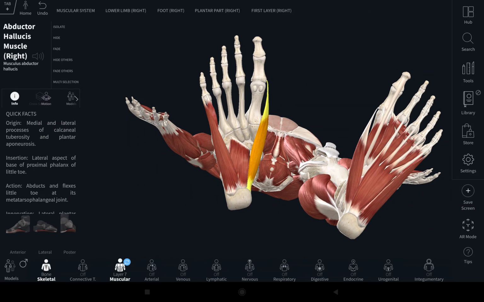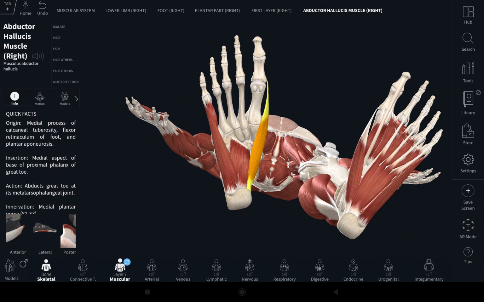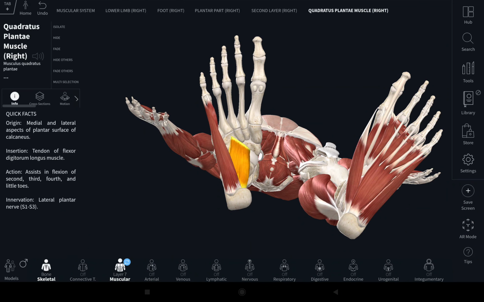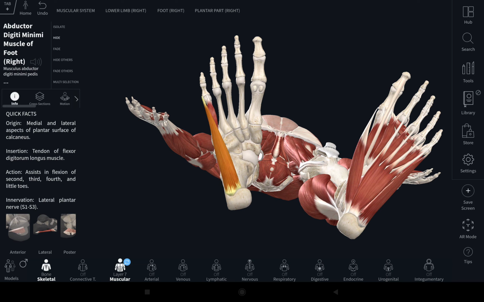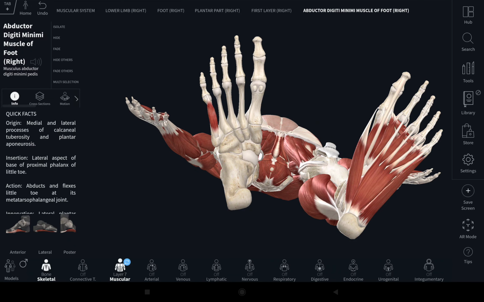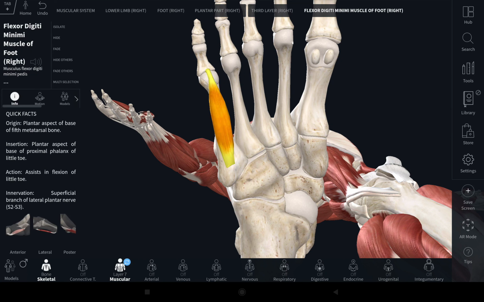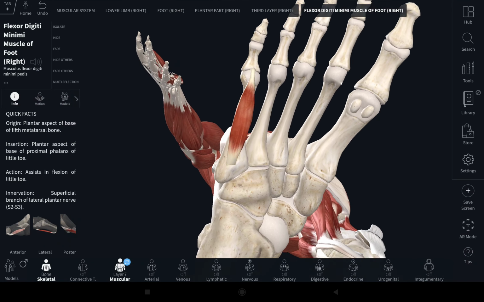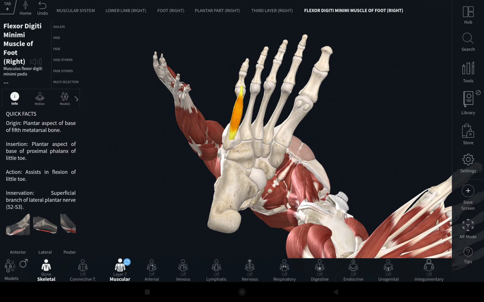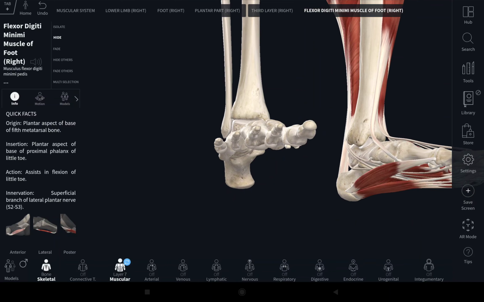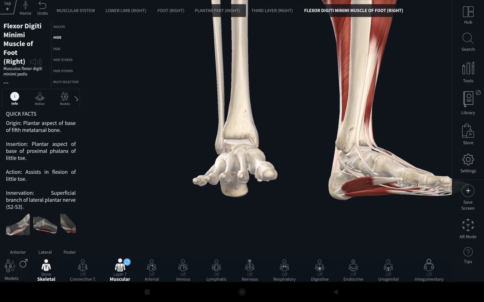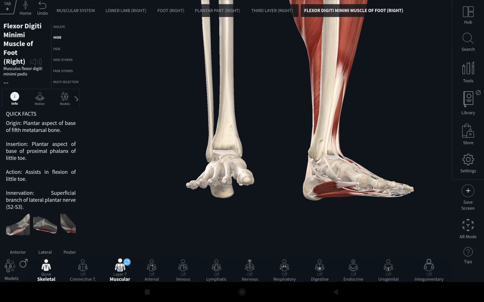We remove them one by one: abductor hallucis muscle, quadratus plantae muscle, and abductor digiti minimi muscle. Now the muscle exposed here is the flexor digiti minimi muscle of the foot. And we remove them. So we learned the names of the muscles of the lower limb.